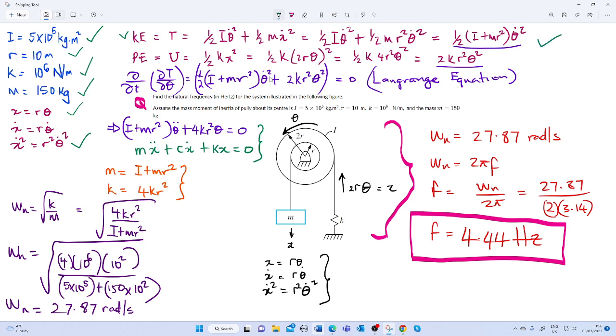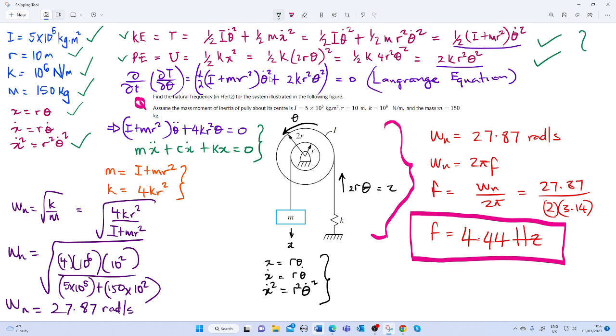Also, the potential energy is given as half of K, that is the constant of the spring, times x squared. That gives us half of K into 2 r theta, squared. That gives us 2k r squared multiplied by theta squared.